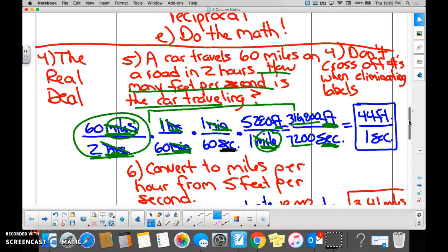Are we done with our conversions? Yes. Well, do we have feet in the numerator? Yeah. Do we have seconds in the denominator? Yes. Do we want feet per second? Yes. So what's the last step? Do the math.